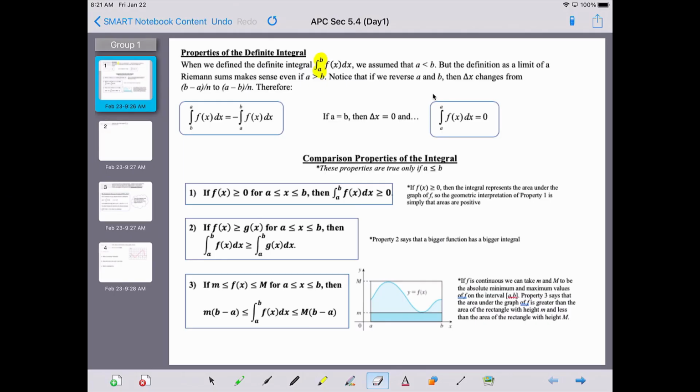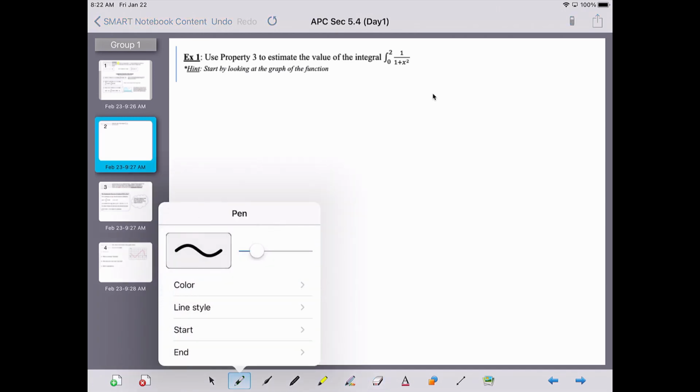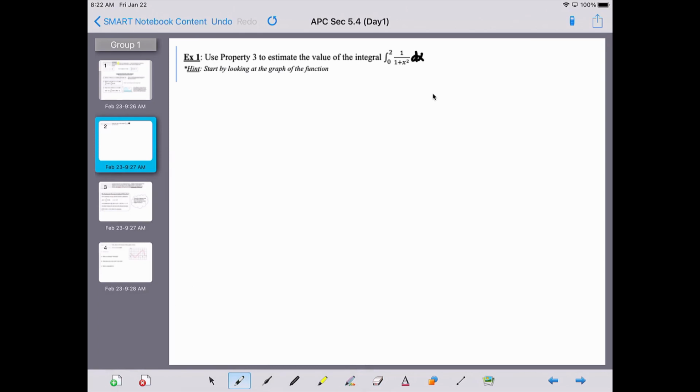Our first example today, example 1, we're going to be using that third property that we were just talking about to estimate the value of the integral from 0 to 2 of 1 over x squared. And I apologize, this is missing a dx at the end, so we should have a dx right here. And I have a hint here. It says start by looking at the graph of the function.